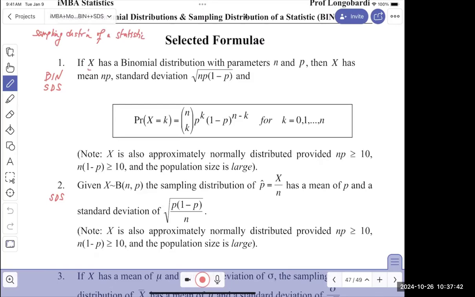So in the first case, X is the statistic. In the second, P hat is a statistic. And it has a distribution, approximately a normal distribution, provided n times p is greater than or equal to 10, and n times 1 minus p is greater than or equal to 10. And the population is large. I keep saying that.